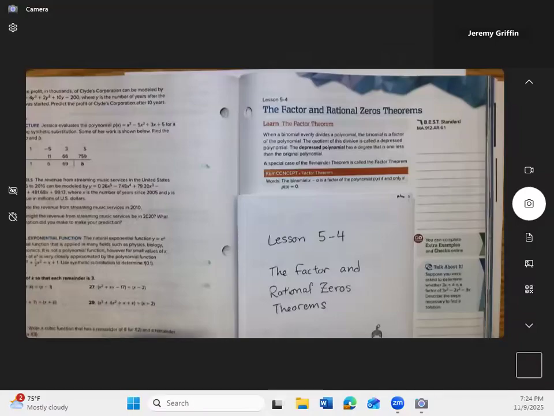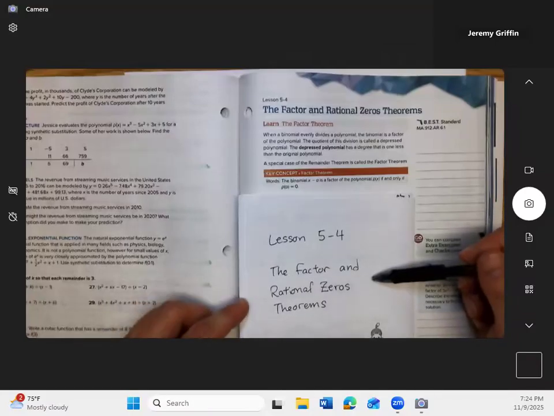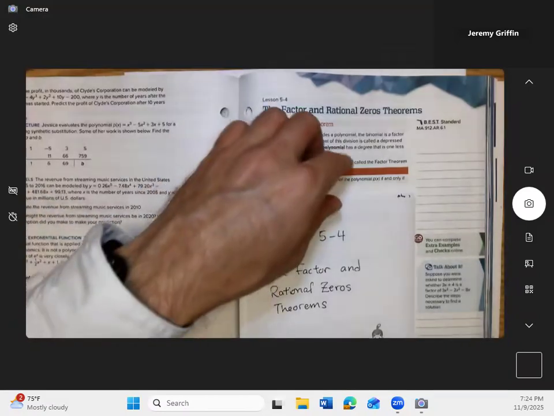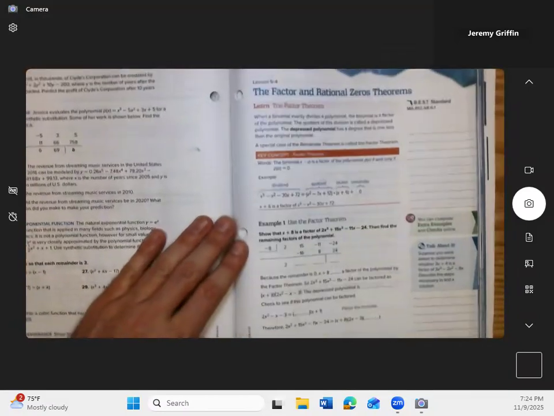Lesson 5-4, factor and rational zeros theorems. So here's two separate ideas, but they're both pretty brief, so we'll put them together here.